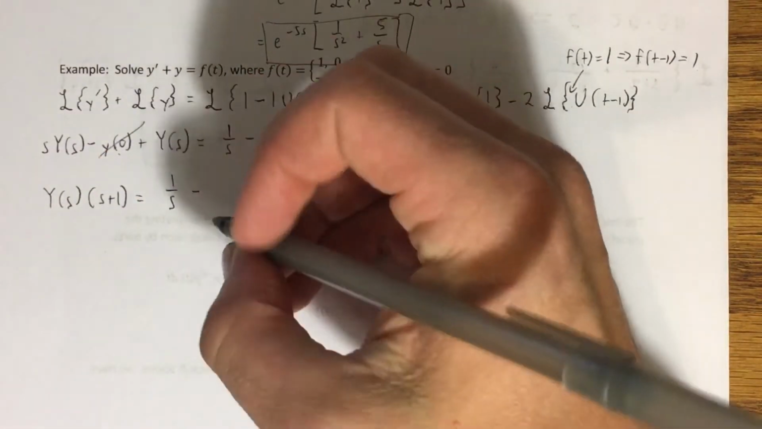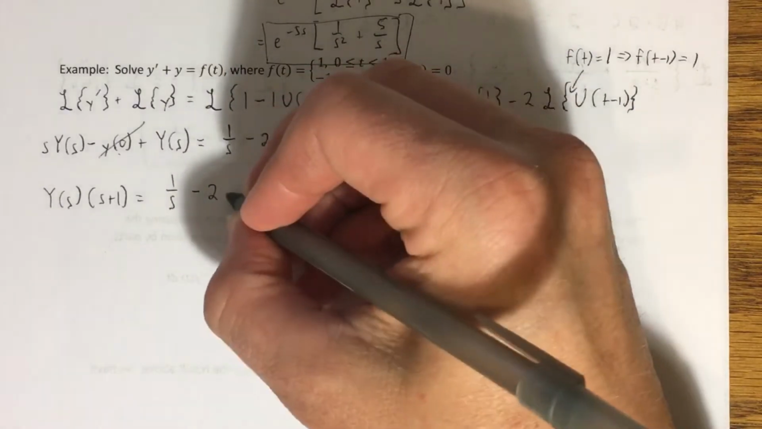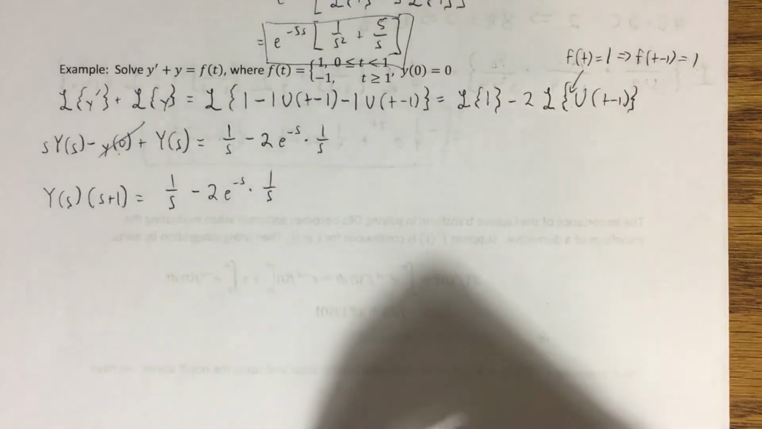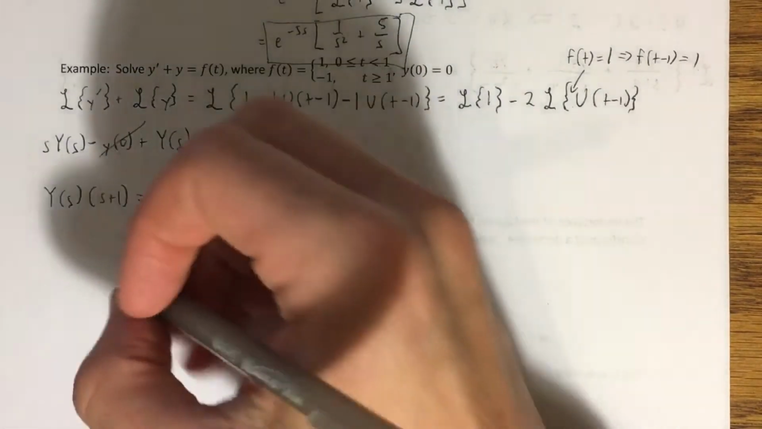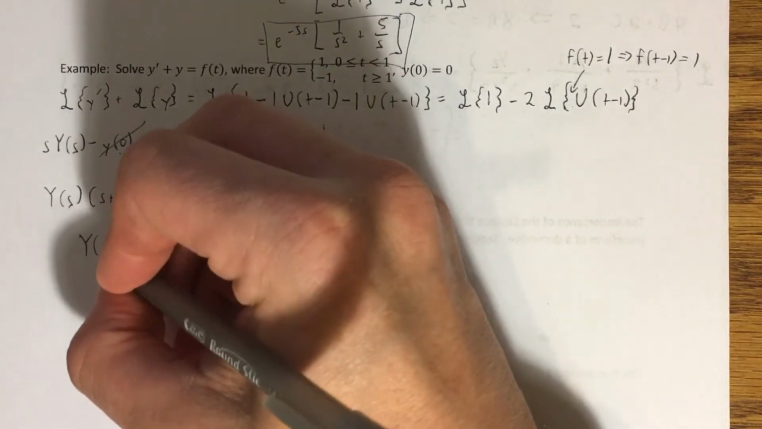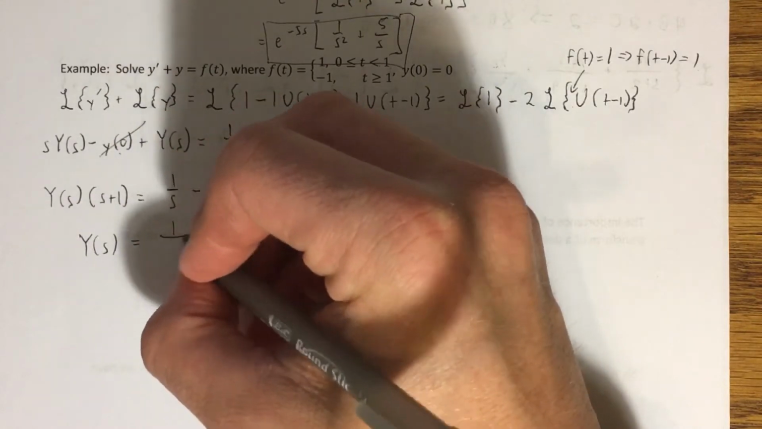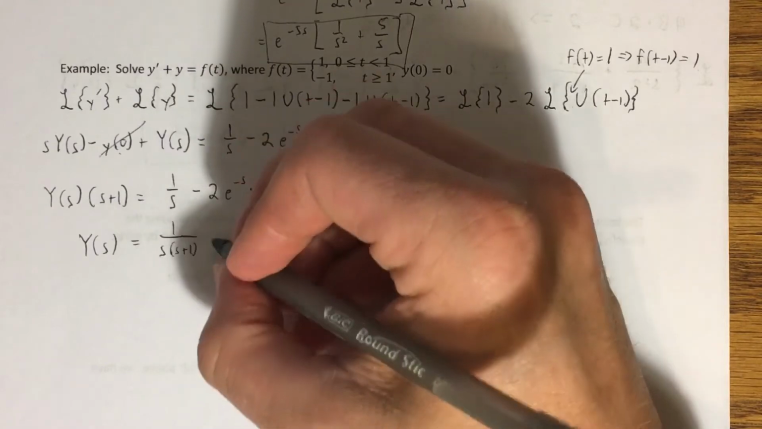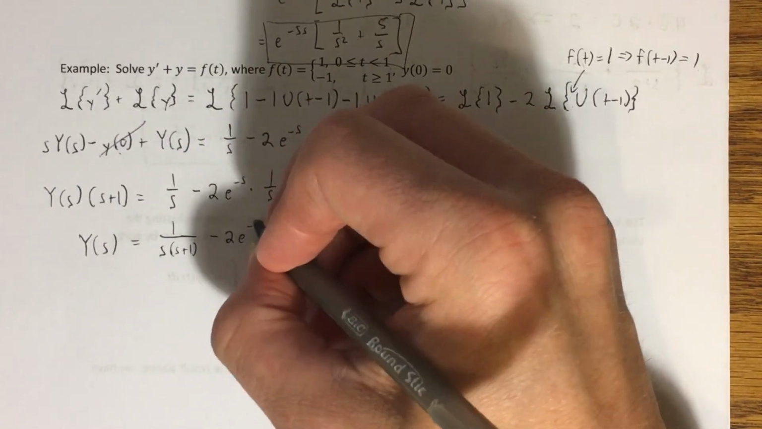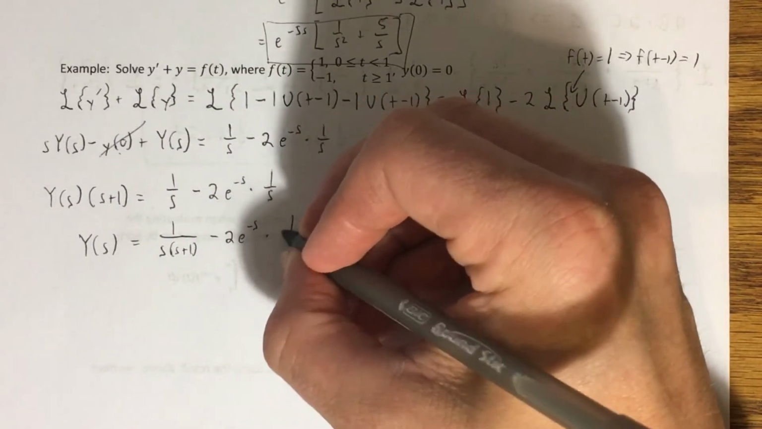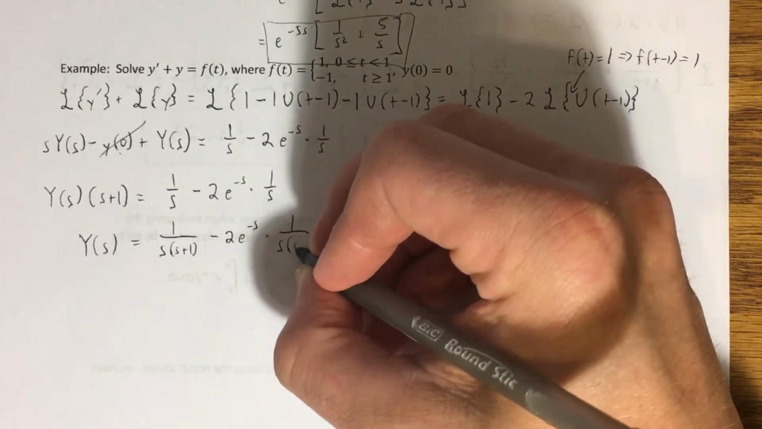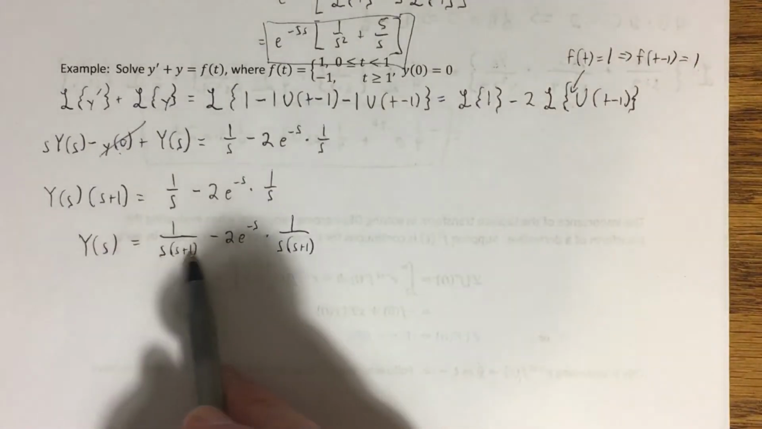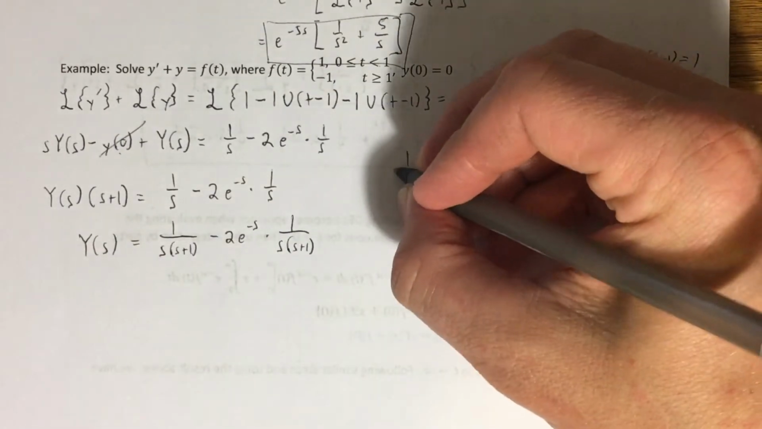I think I left it in that term. So I'm going to minus 2 e to the negative s times 1 over s. I'll just keep it in that form. Okay? I want to divide both sides by s plus 1 now, so I get y of s equals 1 over s times s plus 1 down here, minus 2 e to the negative s times 1 over s times s plus 1. And then off to the side, we would need a partial fraction decomposition here.